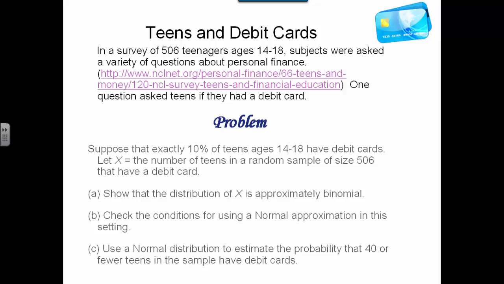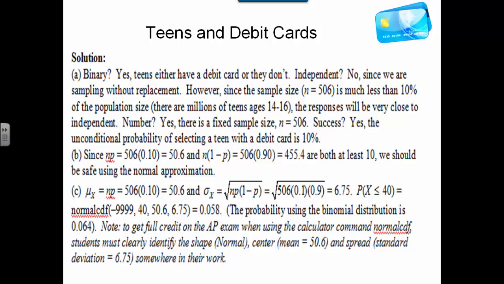Here's another example. Suppose 10% of teens age 14 to 18 have debit cards. So our question is asking in the survey a variety of personal finance questions. So we do the same process. We ask the questions. Binary? Yes. Independent? No. Since we are sampling without replacement. However, since the sample is much less than 10%, the responses will be very close to independent.